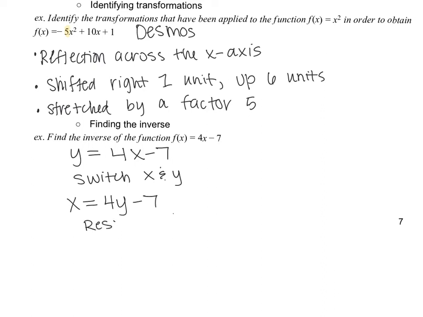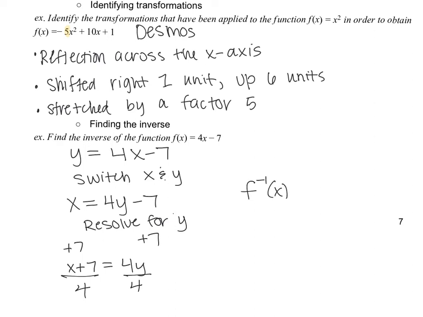And lastly, we want to solve for y. So that means adding 7 to both sides. So we get x plus 7 equals 4y. And then we want to divide both sides by 4. So that means my inverse function is (x plus 7) all over 4.